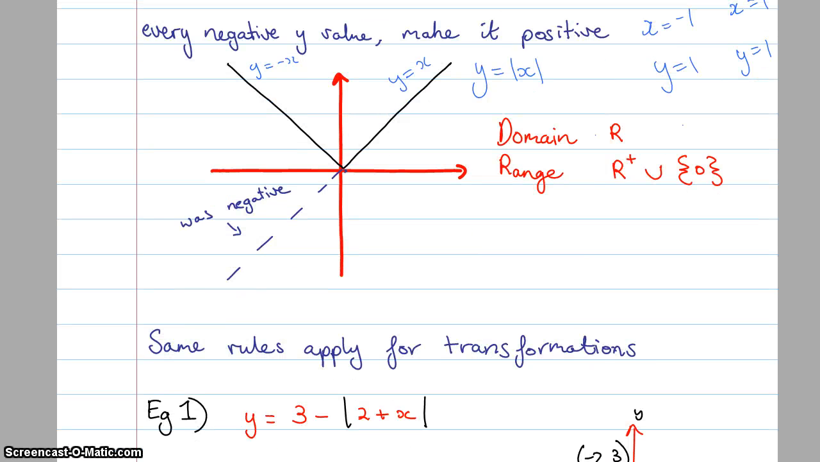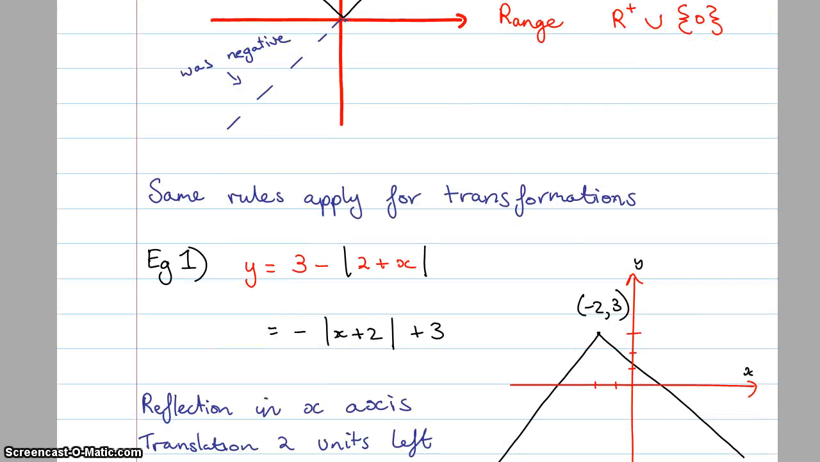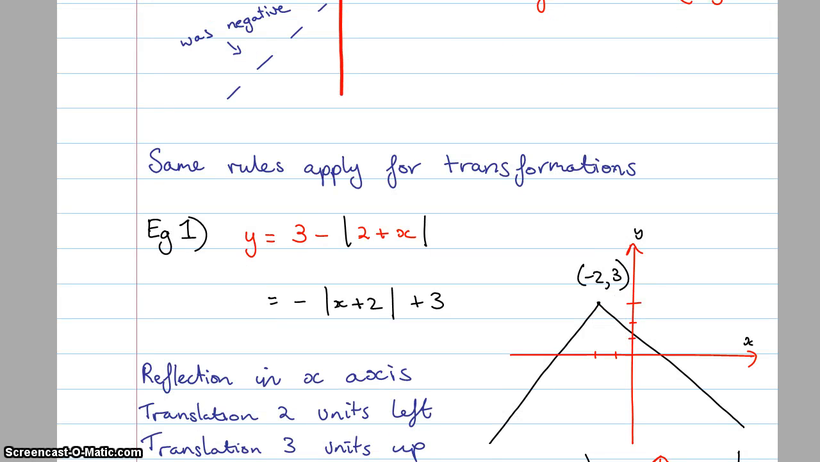So for example, this question here. The first thing that I want to do is rearrange it so it's in the form that I'm used to. So I'm going to put the +3 on the end. I'm going to make the x and the 2 swap. So it's negative modulus x plus 2 plus 3.